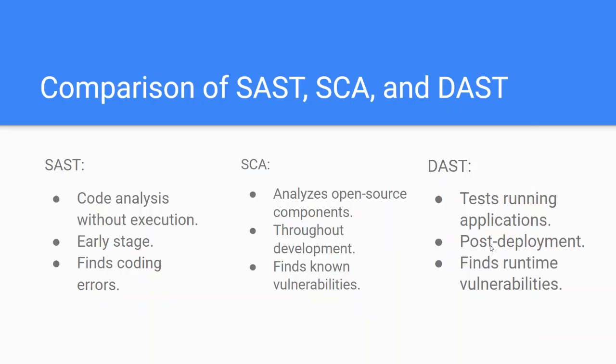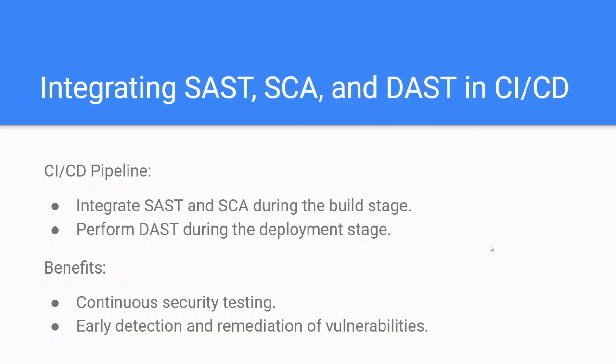Then we have already discussed the comparison. So, integrating SAST, SCA and DAST in CI/CD. Integration is very easy. Either you are using Azure DevOps, Jenkins, or other tools, it's very easy to integrate them. There are multiple blocks to integrate CI/CD with the tool. Where you are doing the build stage, put the SAST and SCA there, and then in the deployment stage, after the deployment task, you put the DAST task there.